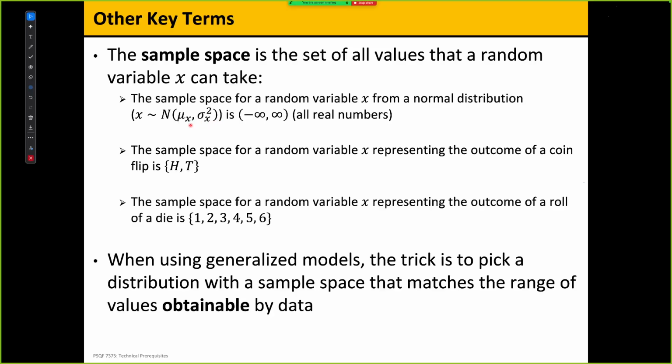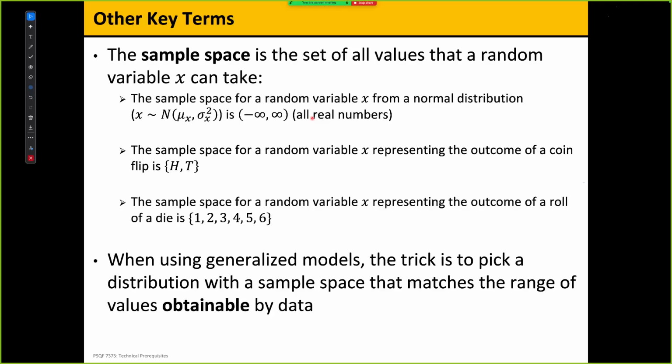But if you say that, then the sample space for the normal distribution is negative infinity to positive infinity, which is what we would say is the real number line. So if you say x follows a normal distribution, what you're saying is it's plausible that x could take values anywhere on the number line. Now, that's the strict definition.